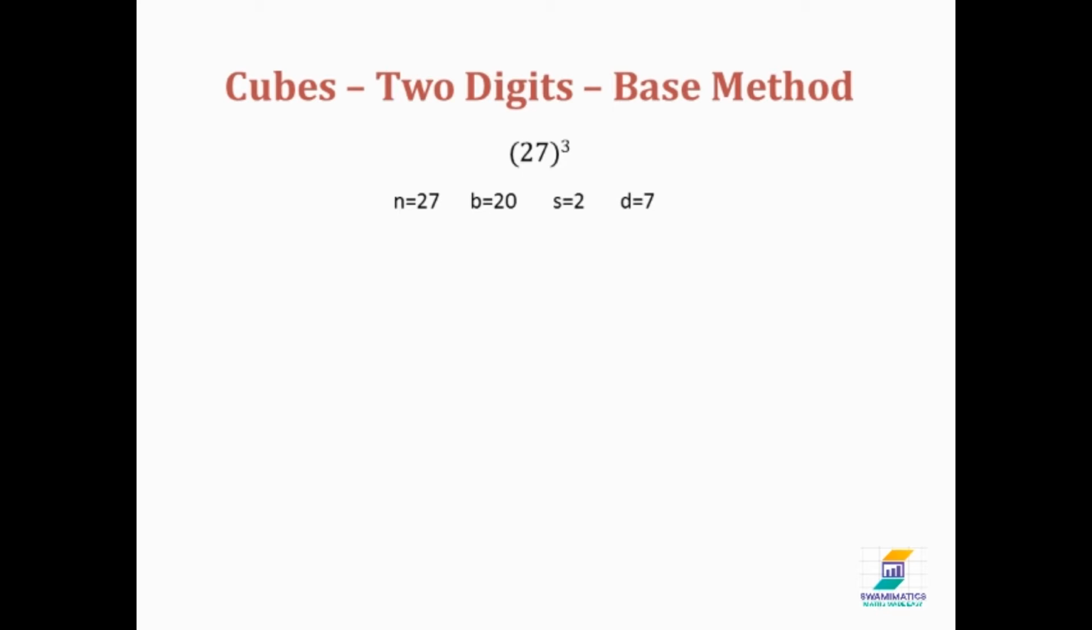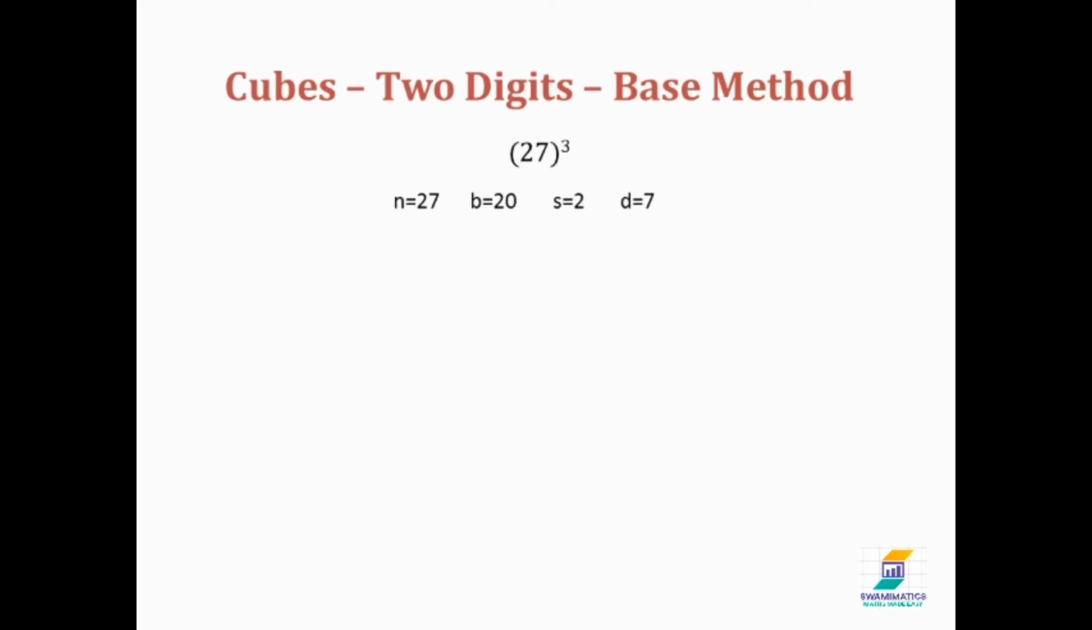Now we call one more thing a subbase. Here the subbase is 2. Why is it 2? Because 20 is nothing but 10 into 2. Since 10 is the normal base and this base is 20, it is 2 times the normal base. Hence, the subbase we consider is 2. The next one is deviation. What do we mean by deviation? It is the deviation of the given number from the selected base. Now, 27 is 7 more than 20, so the deviation in this case is 7.